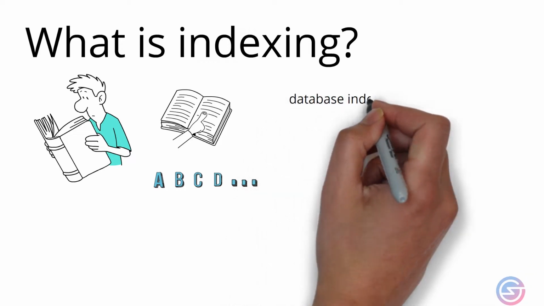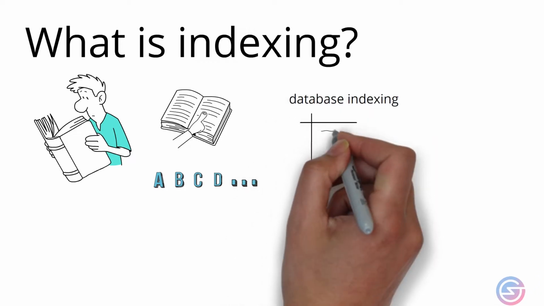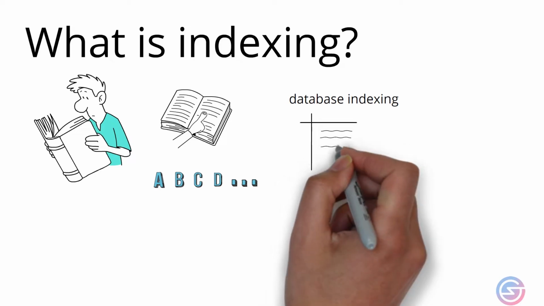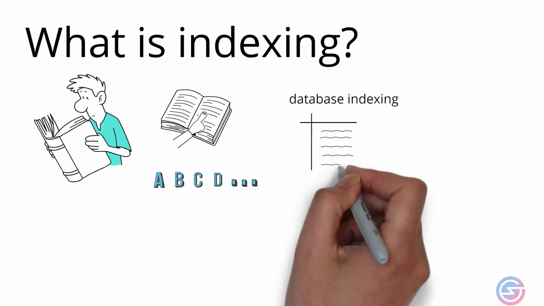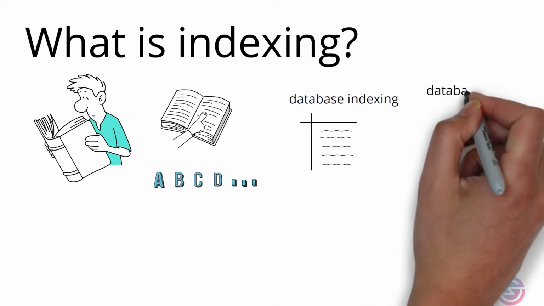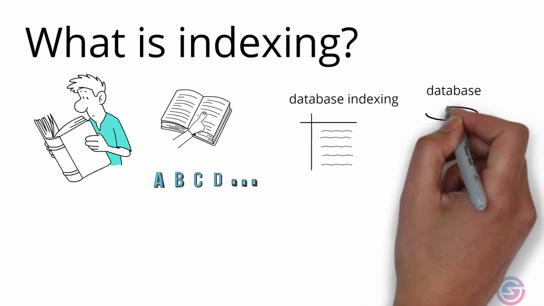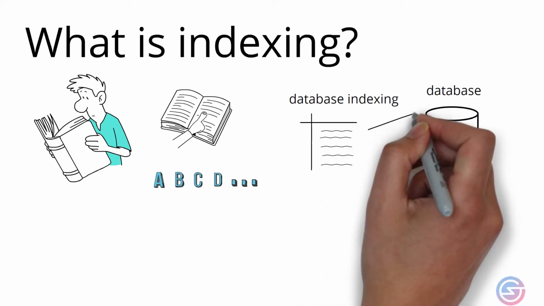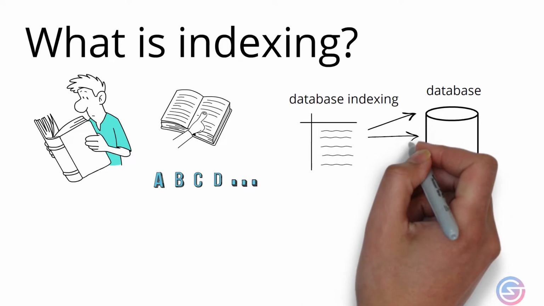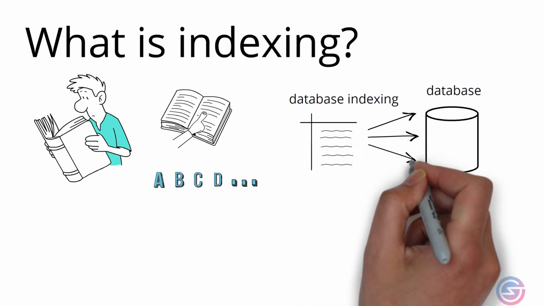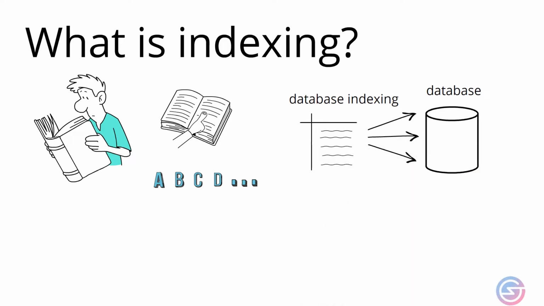From a technical perspective, indexing, or more specifically database indexing, works in a similar way. It's the process of enabling faster retrieval of data from a database. More specifically, it's a special data structure that allows a user or an application to quickly access the data it needs without having to check every single record.